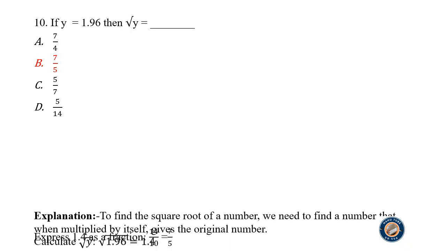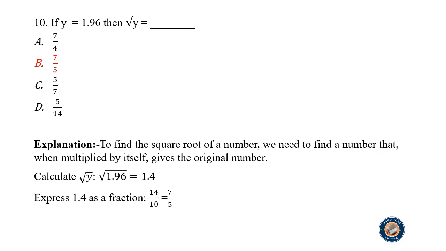Question number 10. If y is equal to 1.96, then the square root of y is equal to dash. A. 7 over 4, B. 7 over 5, C. 5 over 7, D. 5 over 14. The answer will be 7 over 5.